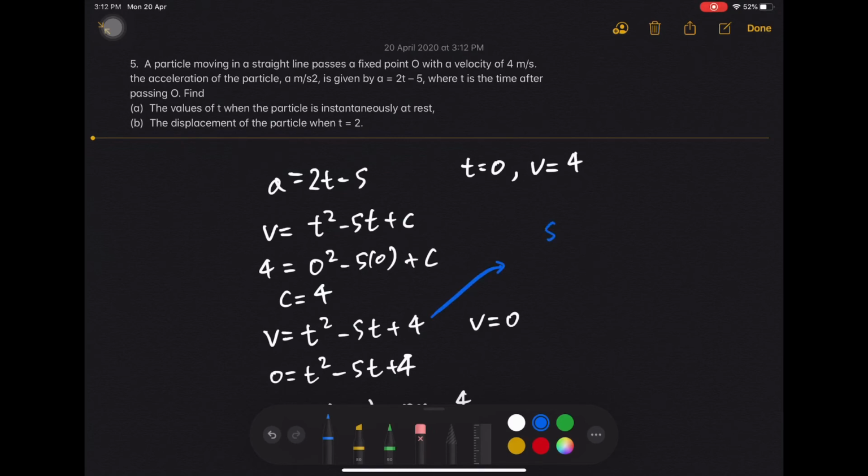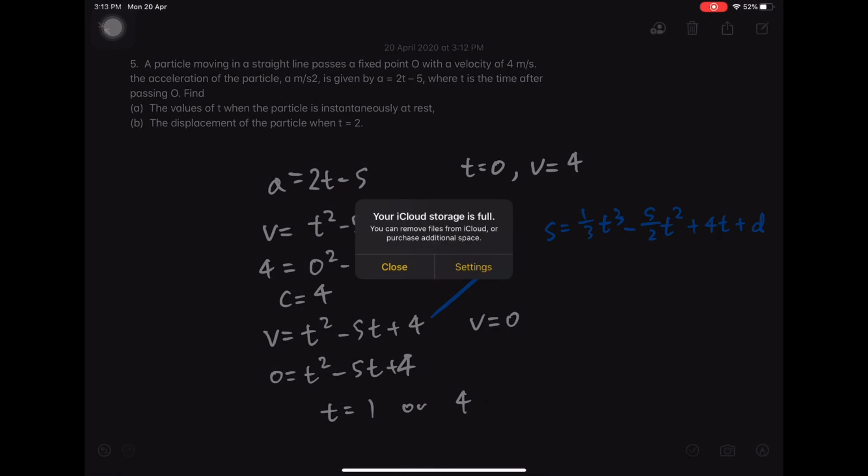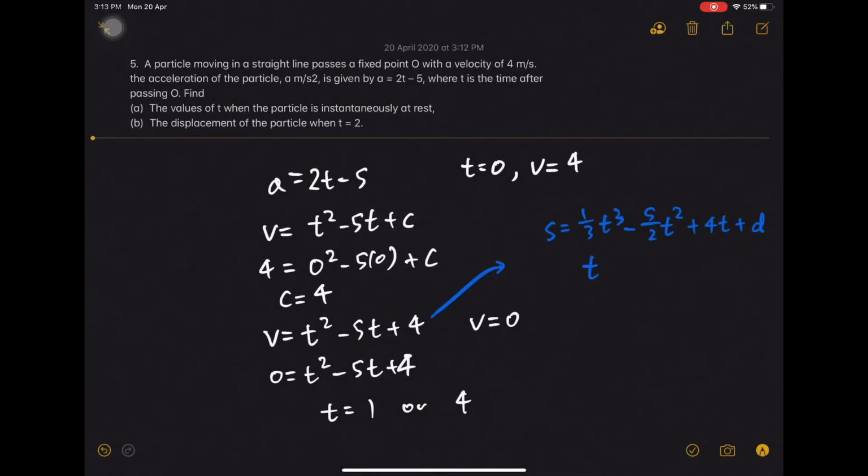You will get something like this. Okay, so we have 5 over 2 t squared plus 4t plus d, another constant. We're going to find this constant. So you're going to ask yourself a few questions again. When time is 0, what is my displacement? Did they say anything about the displacement? No, it starts from 0 at the origin, right? So the displacement is also 0. So you can substitute that into this equation to find d, and you get d to be 0.